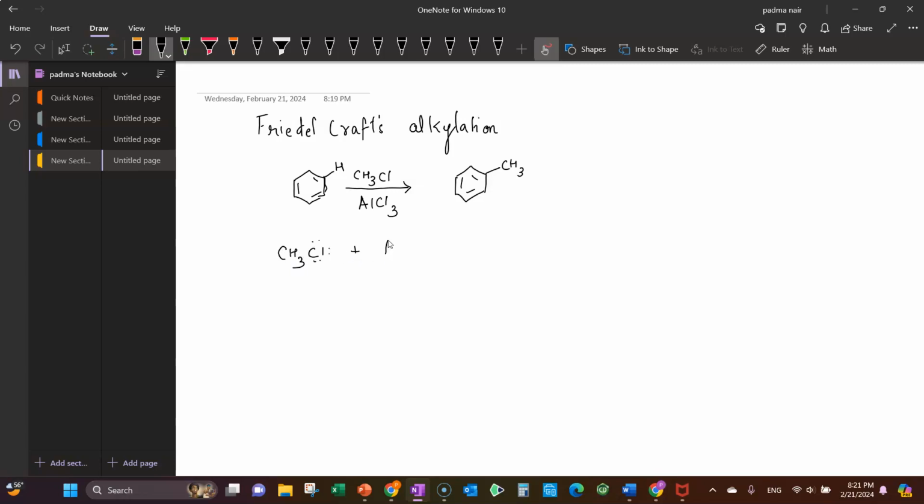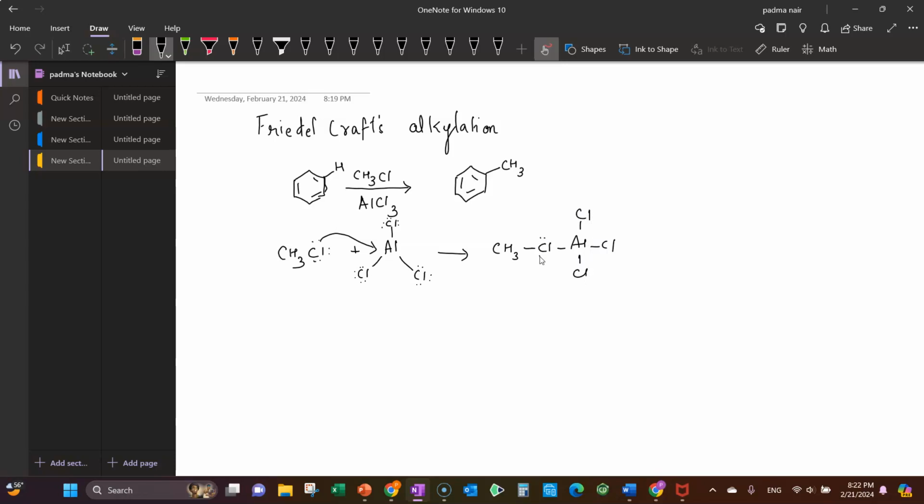reacting with, first step, the Lewis acid. Aluminum chloride, if you recall from my previous video, we had said is a Lewis acid. It has only 6 electrons in its octet, so it's short of its 8-electron octet. So it can accept a pair of electrons to give this complex where we have CH3, Cl, AlCl3.